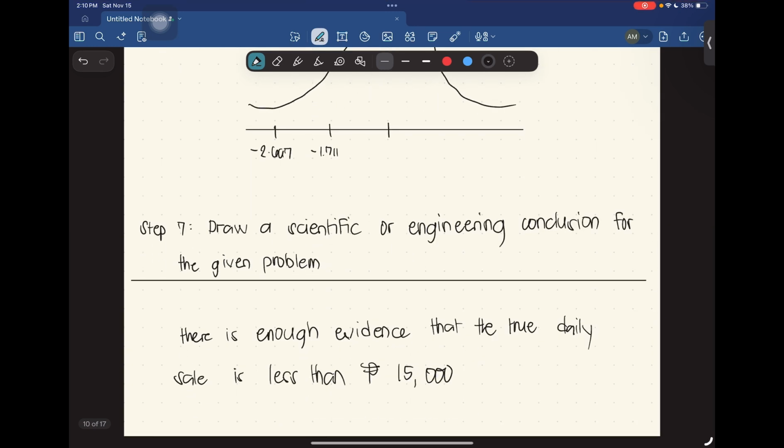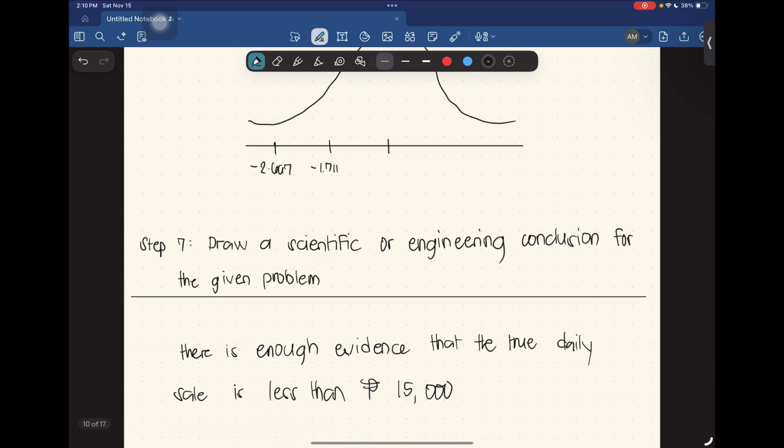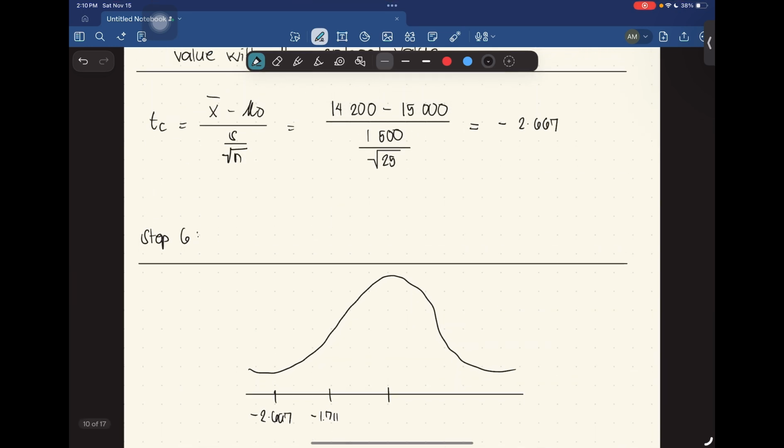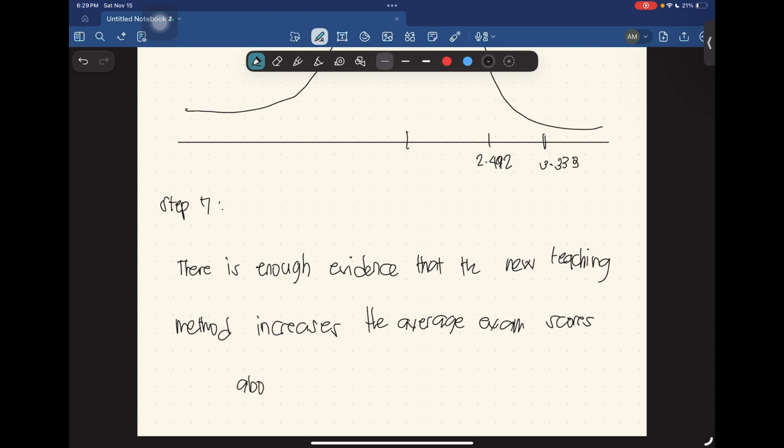Which brings us to our last step, which is draw a scientific or engineering conclusion for the given problem. Where, in this problem, there is enough evidence that the true average score is above 78.